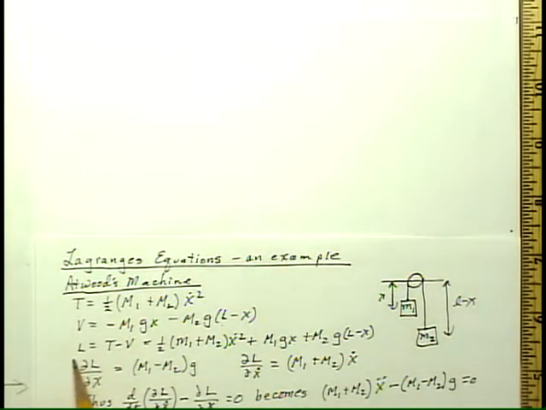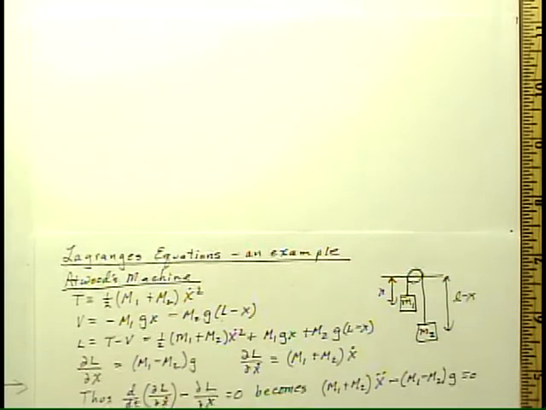Therefore, our Lagrangian is formed as T minus V, which is going to be 1/2 (m1 plus m2) x dot squared plus, because the minus signs cancel here, m1 g x plus m2 g (L minus x).